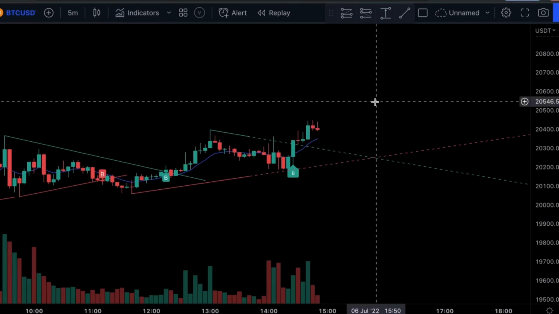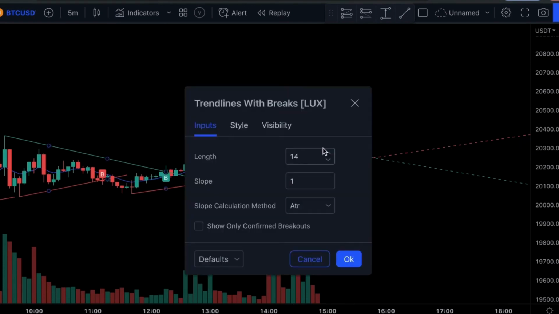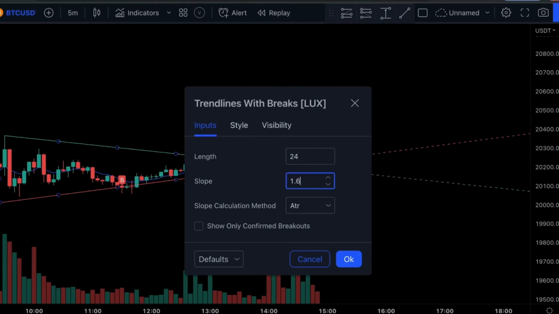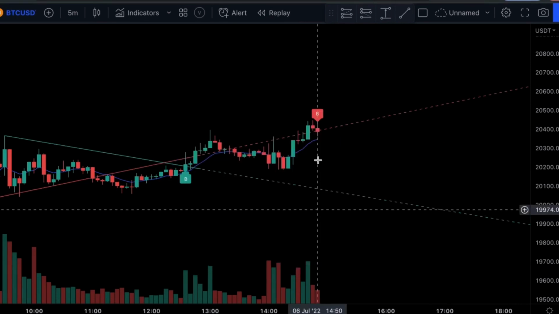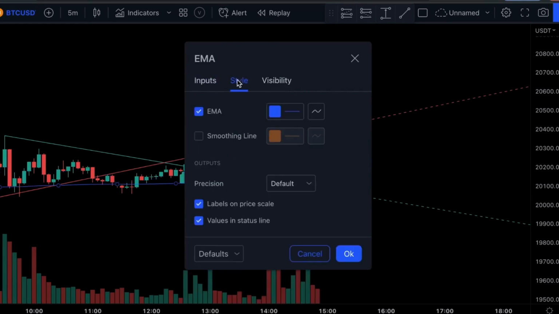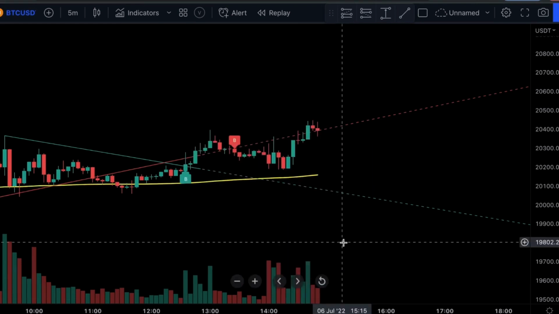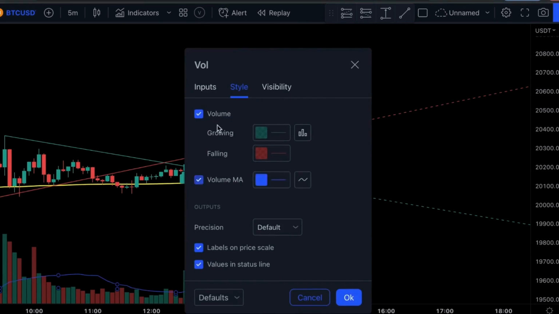Now, in order for this strategy to be complete, we need to adjust these indicators. So let's first double-click on this Trendlines with Breaks indicator and change the length from 14 to 24 and the slope from 1 to 1.6. Also enable this option. Now let's access the settings of the EMA and change the length from 9 to 200. Also, let's make the line a bit more visible. And finally, let's add a moving average to the volume.